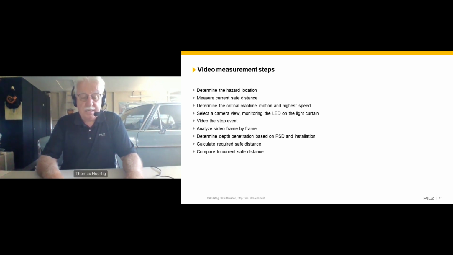Also, you need to look at the depth penetration based on your presence sensing device installation. That depends on your beam spacing. Then you calculate the required safe distance and compare it with the current one.